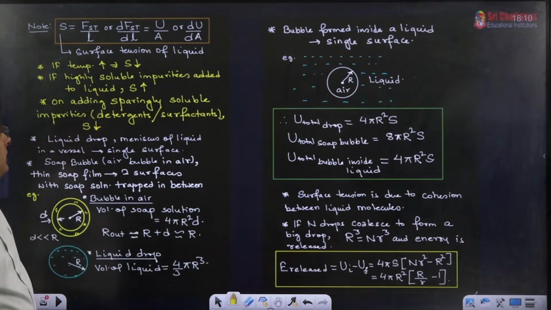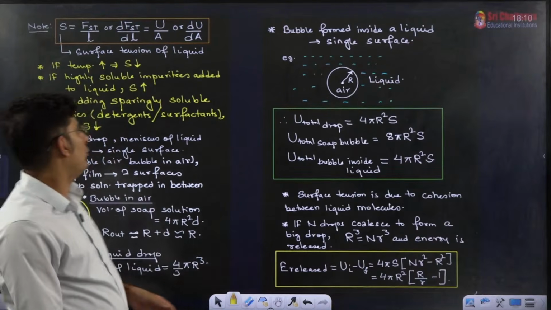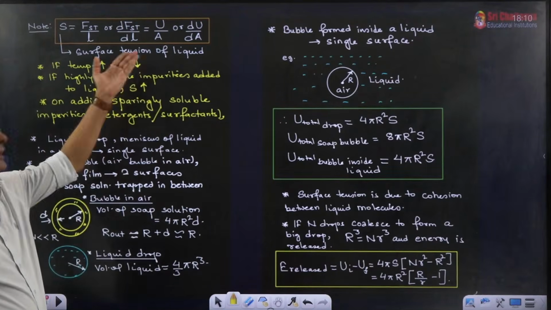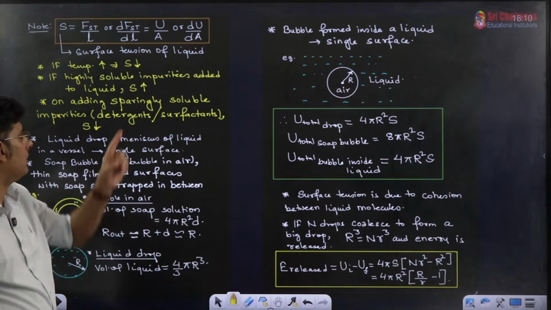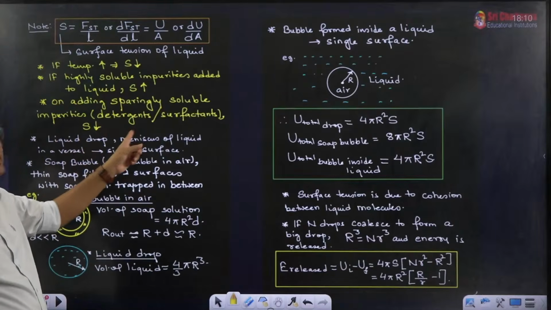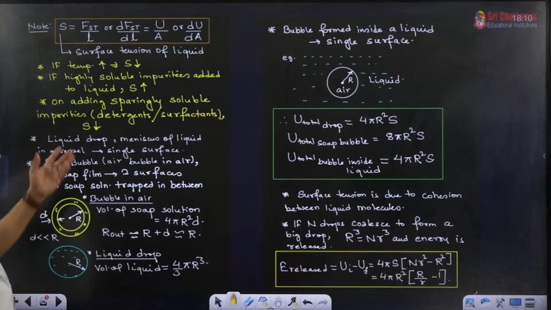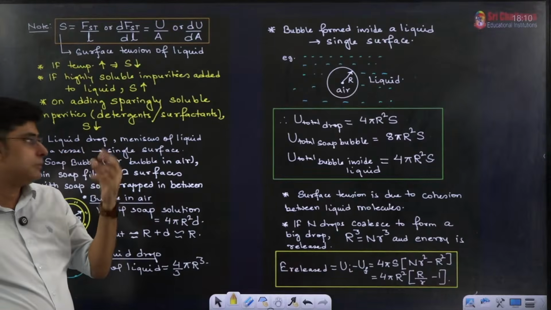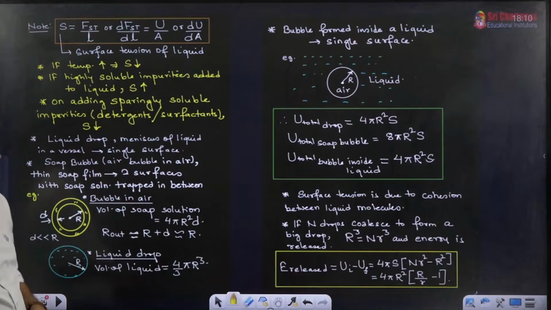If highly soluble impurities like salt are added to water, then surface tension will increase. But if you add sparingly soluble impurities, sparingly meaning very small amounts, like detergents or surfactants, that will reduce the surface tension, which helps us in washing our clothes very easily by this concept, by adding detergents.